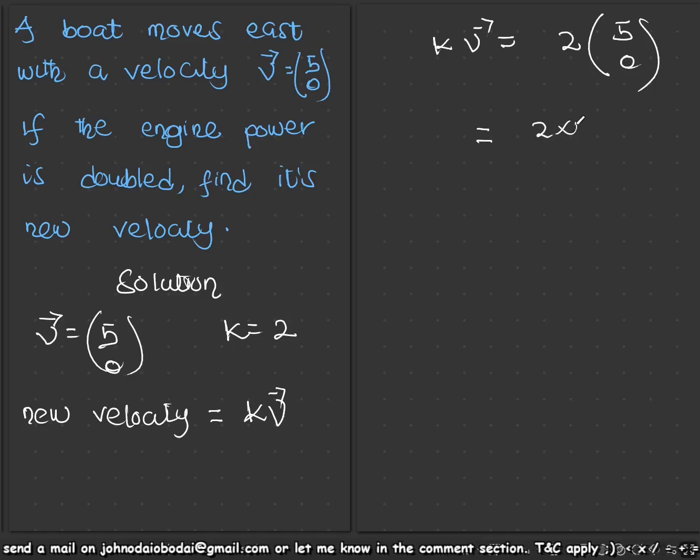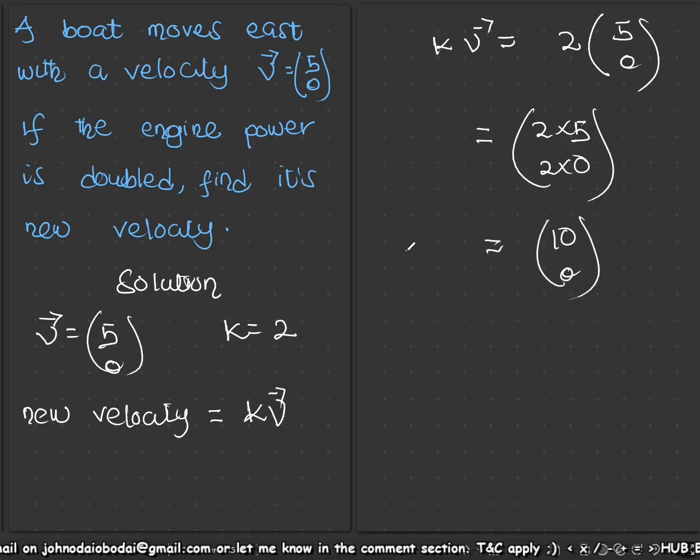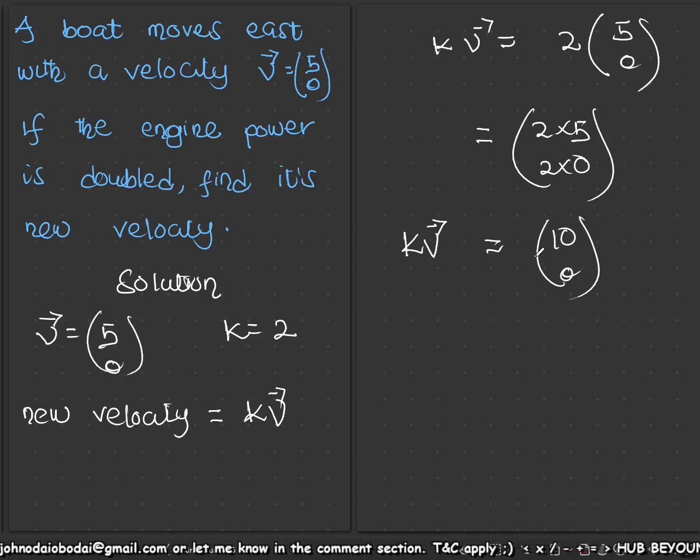Simplifying, we have 2 times 5 and then 2 times 0. 2 times 5 gives us a 10, and 2 times 0 we have a 0. So the new velocity of the boat is going to be 10, 0. As simple as that.